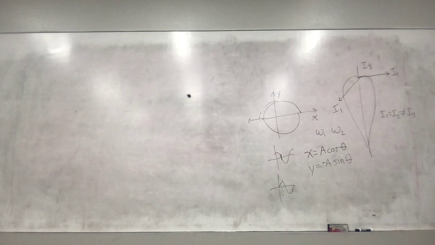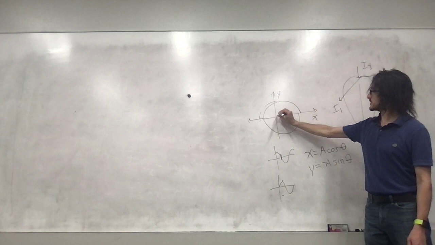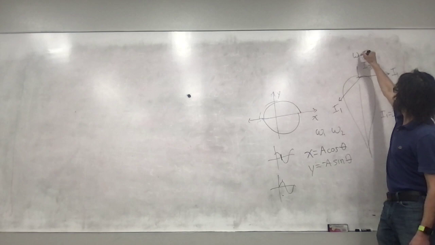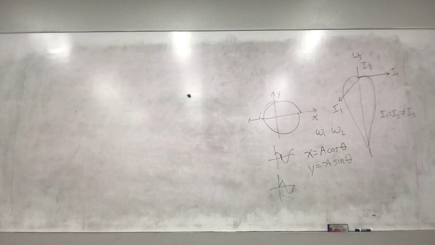And so this is looking at this object from above. So what this is doing is that the axis of rotation, omega 3, is moving in a circle like this. So it has a precession, even though there's no torque acting on this rigid body. So that's some interesting dynamics there.